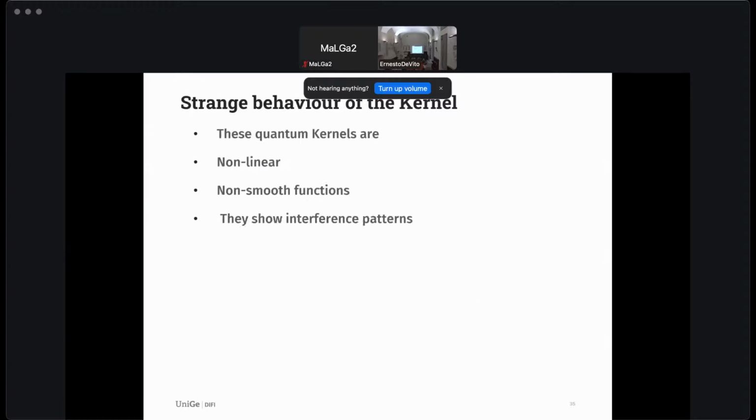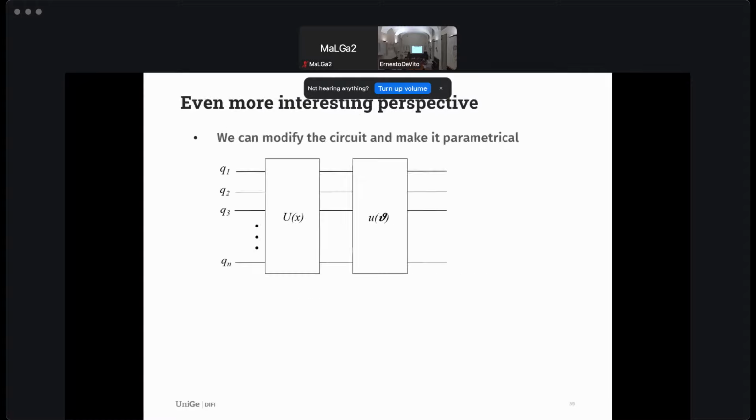So this is just a summary. These kernels are nonlinear, not smooth functions. They show interference patterns, something that is unusual for the usual kernels. But there is something more. We can modify the circuit in this way. The idea is always the same. You have all your qubits, you have this initial unitary transformation that depends on your data, but you plug in also another unitary transformation that depends on a set of parameters, theta.